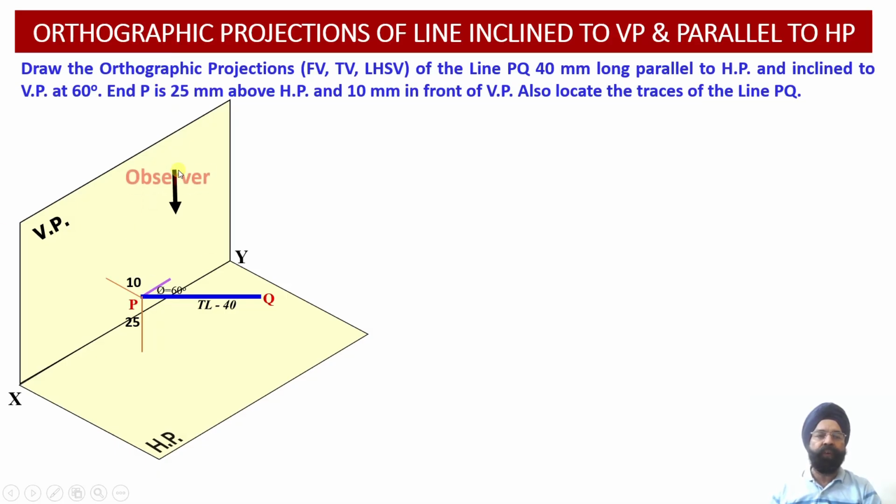So when the observer looks at this particular line from the top, as we have discussed, the top view of this line PQ will reveal the true length of the line because of this parallel orientation of this line PQ with respect to the horizontal plane.